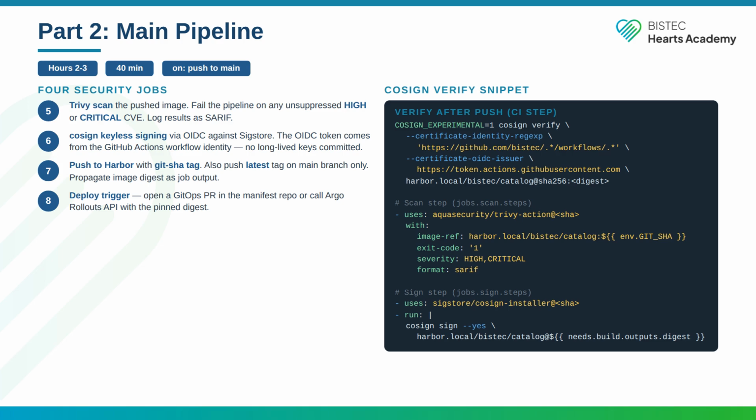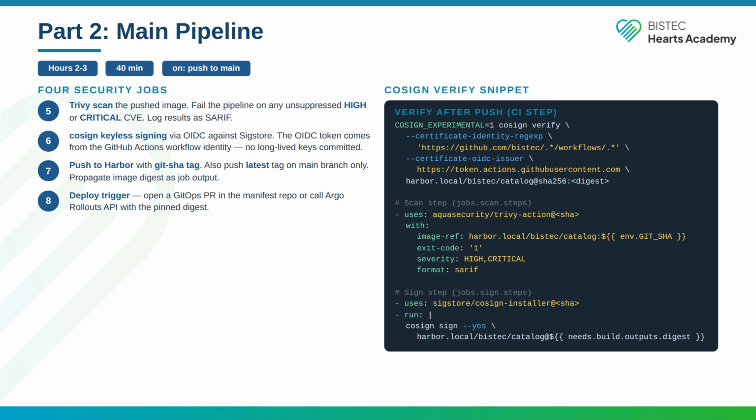Cosign keyless signing uses an OIDC token issued to the GitHub Actions workflow. There is no private key to manage, rotate, or accidentally leak. The signing certificate is issued by Sigstore's Fulcio Certificate Authority, and the signature is recorded in Rekor's public transparency log. Anyone can verify the signature, and the verification output contains the exact GitHub Actions workflow URL that performed the signing. This is supply chain security without the operational burden of key management.